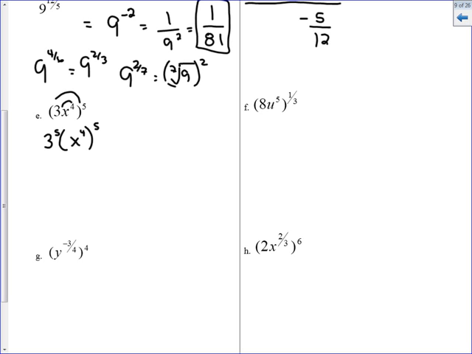Three to the 5th. Grab your calculator, throw in 3 to the 5th power, or multiply 3 times 3 times 3 times 3 times 3. Does anyone have that number? 243. 243, thank you.